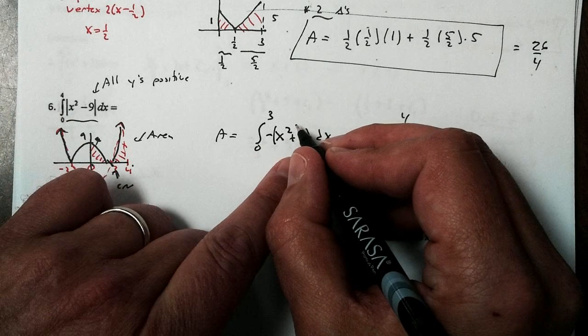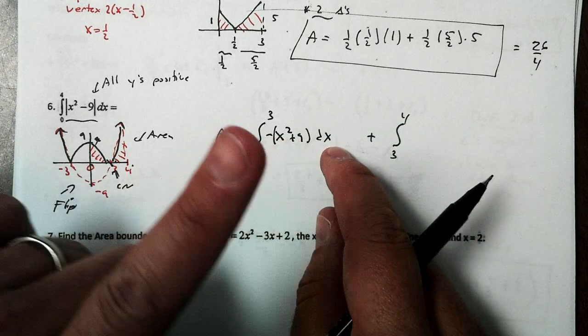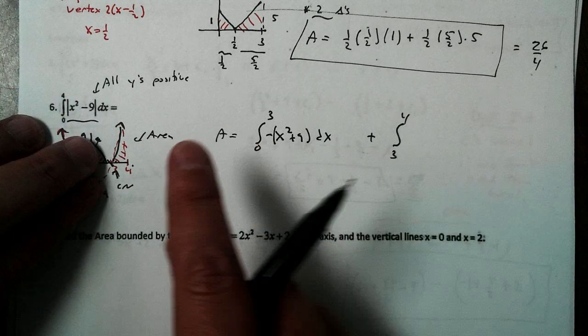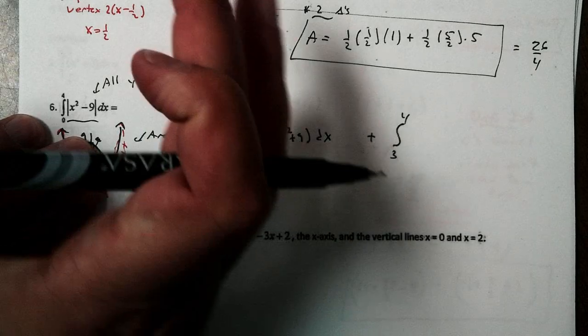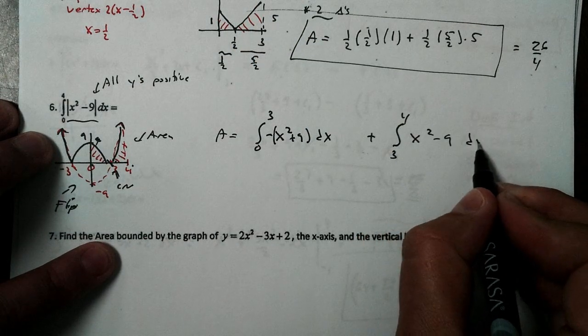Don't forget your dx. Remember the dx, this is like my area of my rectangle, my Riemann sum, length times width. So we need the dx there. My second part is this part of the parabola, which is part of my original. It's an upward facing parabola, so that's just x squared minus 9 dx.